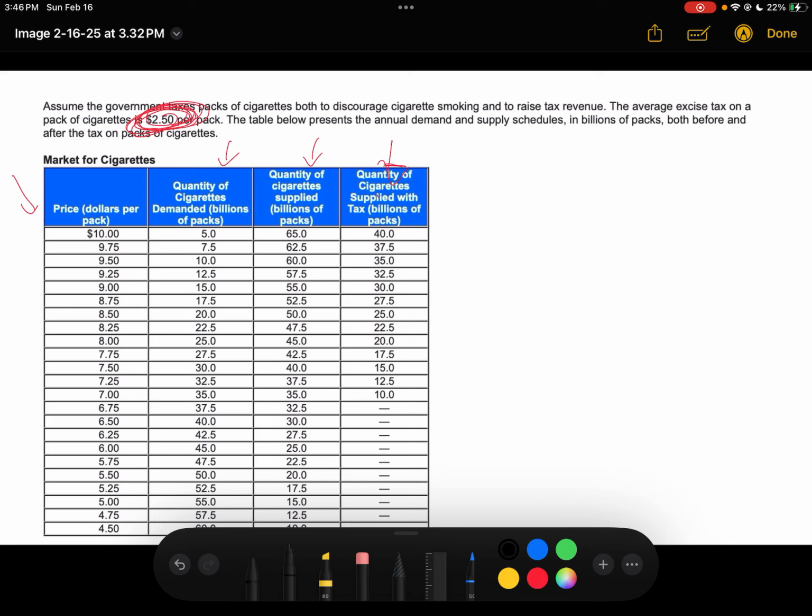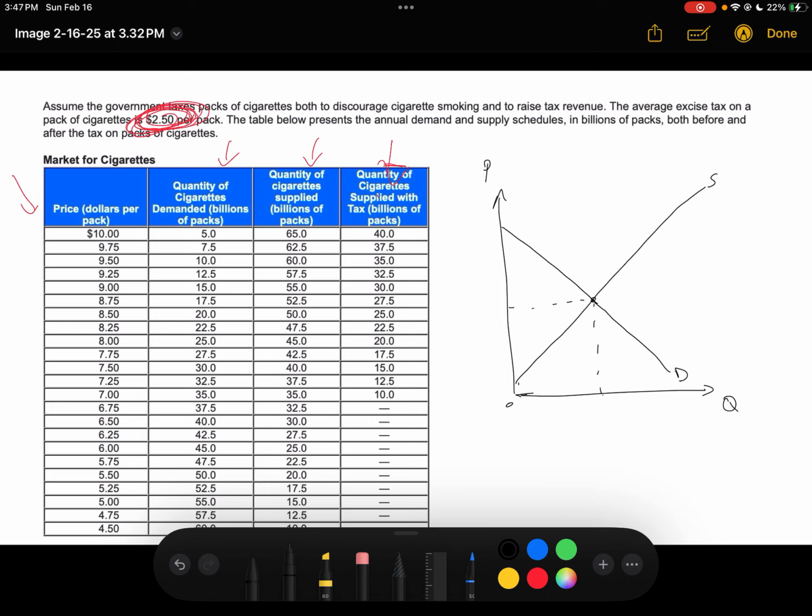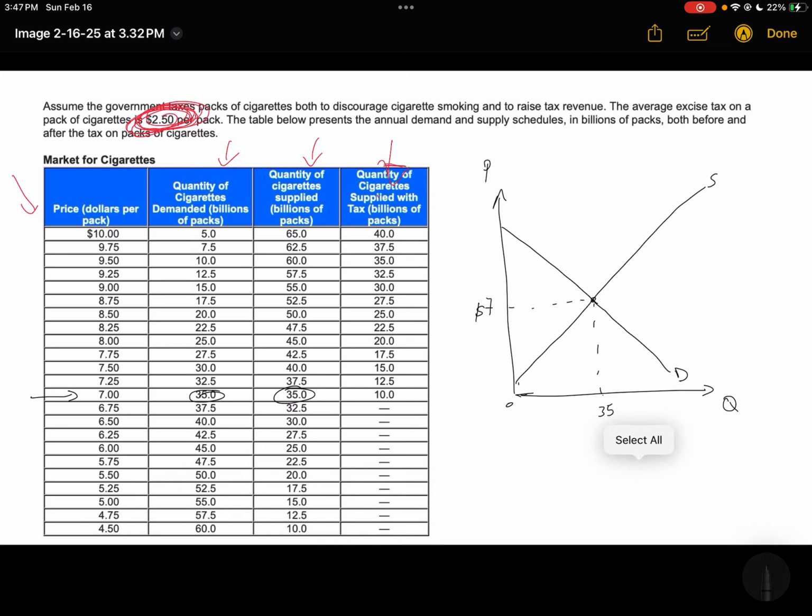Let's draw it. Okay, very simply, price, quantity. I'm just going to draw a downward sloping demand curve like this and an upward sloping supply curve like so, and figure out what the equilibrium is right here. Okay, let's go to the table. I have already scanned it and I know it's right here, right? $7.35 here, 35 here. So yeah, there it is. 35. Okay.